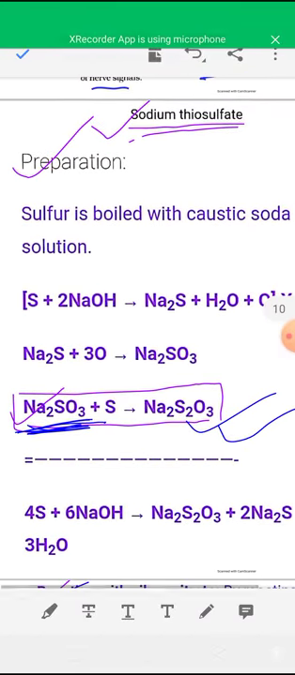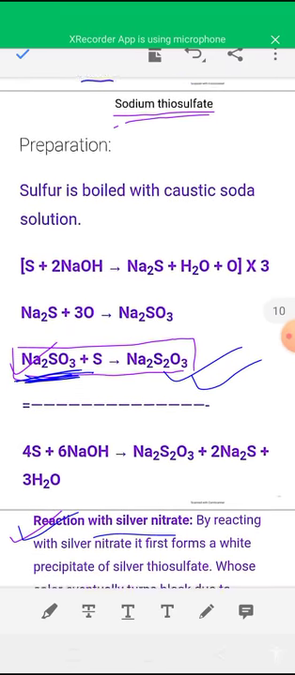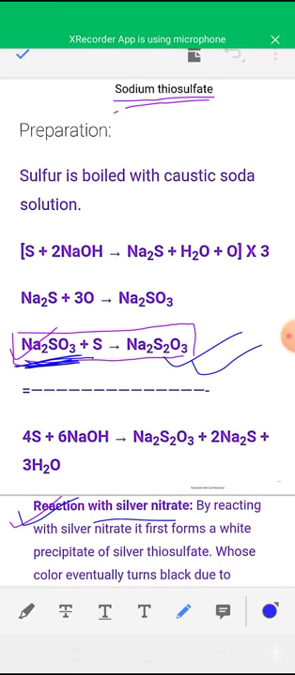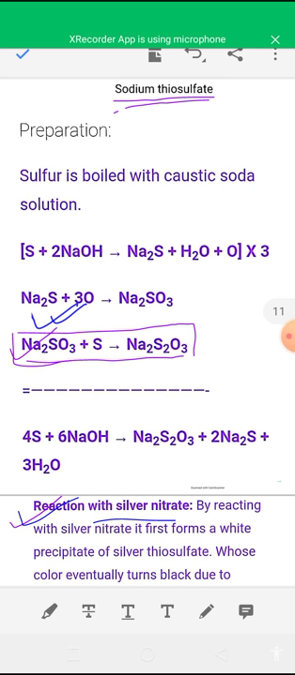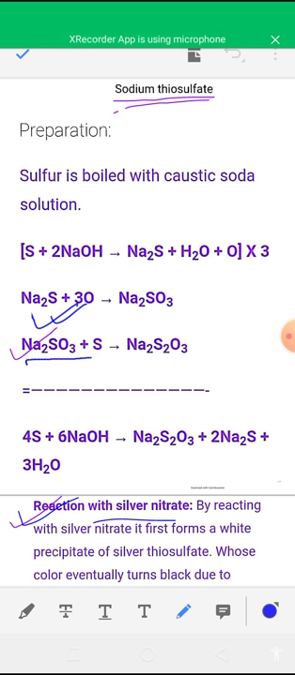Now see, the next compound is sodium thiosulfate. Sodium thiosulfate is Na2S2O3. Its preparation is given, sodium thiosulfate from sodium sulfide. Sodium sulfide is Na2SO3. Na2SO3 is known as sodium sulfide. You can prepare sodium thiosulfate from sodium sulfide.